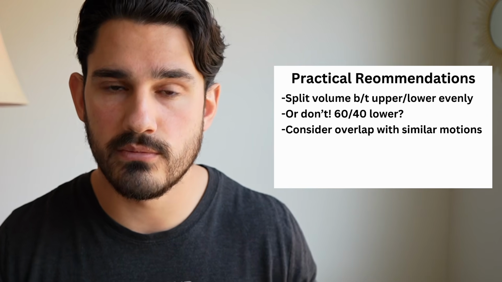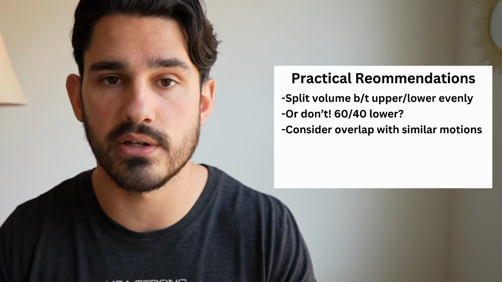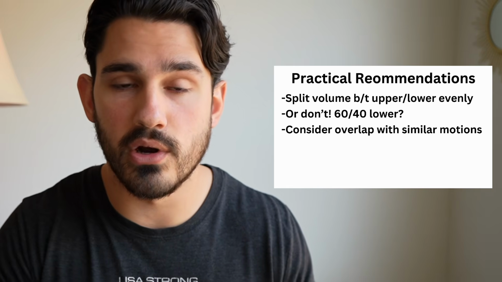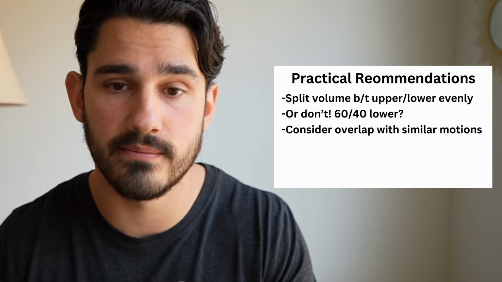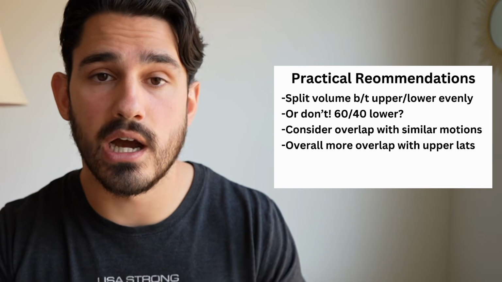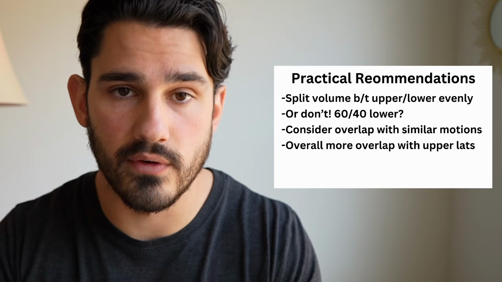So consider the overlap with the similar motions as I discussed, and make sure that when you break down your volume, you're breaking it down by the different type of resistance that you're using, vertical or horizontal, and then you're assessing the overlap between the motions that you're doing for the lats and the other similar motions that you're doing for the other portions of the back. Again, overall, there's more overlap between the upper portions of the lats and the other upper back tissues, so that may be something to consider moving forward in your training.